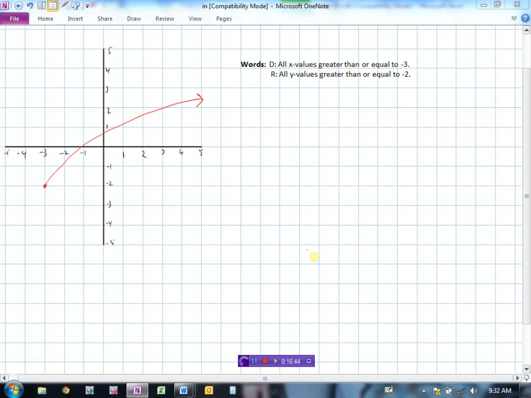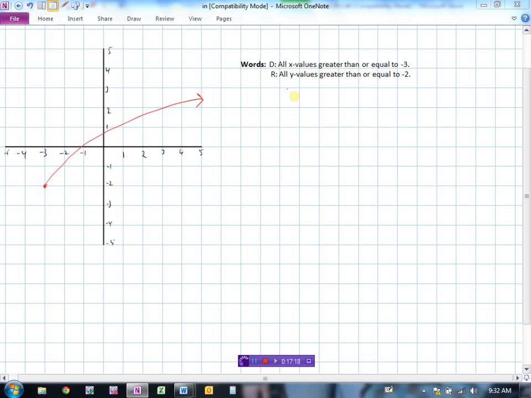So if we were describing this in words, we could say the domain is all of the x values greater than or equal to -3. In other words, this graph starts here at -3 and it moves to the right forever. So domain, all the x values greater than or equal to -3. And the range, which is how far up and down our graph goes, well, it's all the y values from -2 on up forever, because this graph keeps going up forever. So we would just say the range is all the y values greater than or equal to -2.